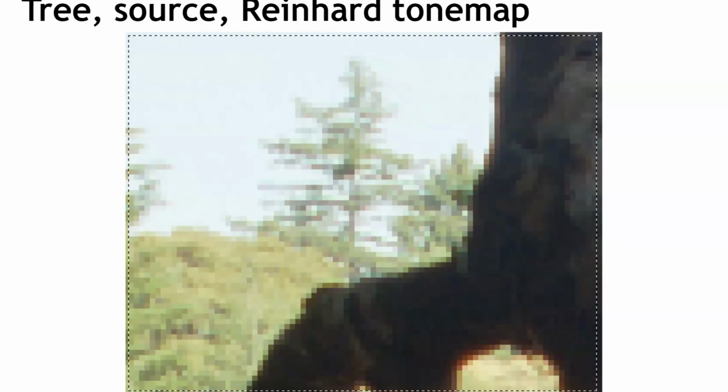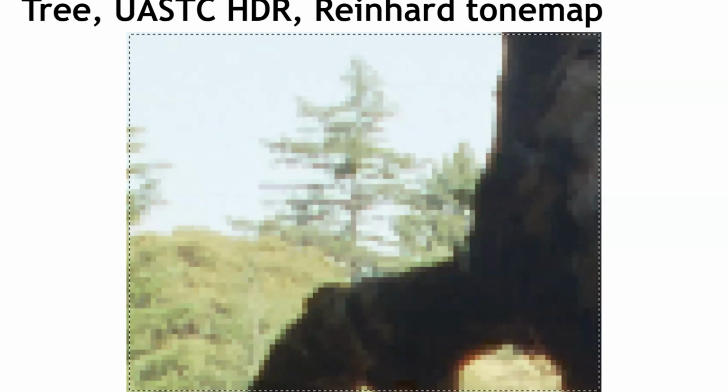This is tree. This is the source image, Reinhardt tone map. So that's the source, your uncompressed data, half float. And then this is our compressed version, ASTC. What I'm going to do, I'm going to go back to the source. This is ASTC HDR compressed.